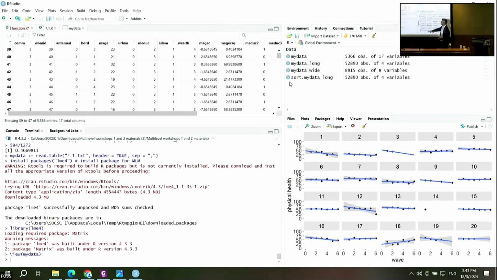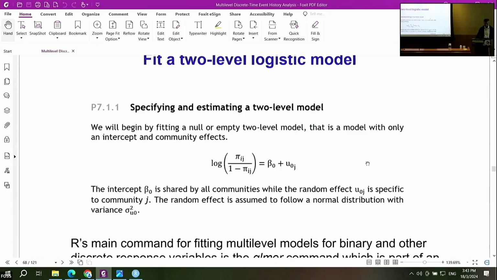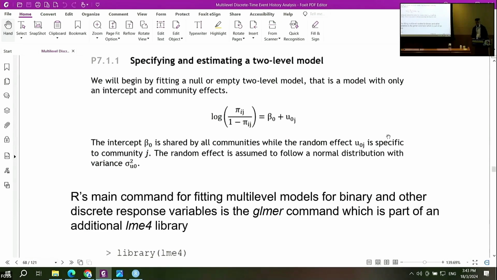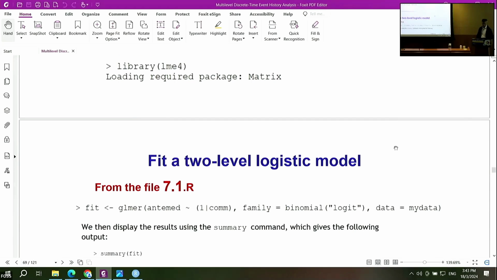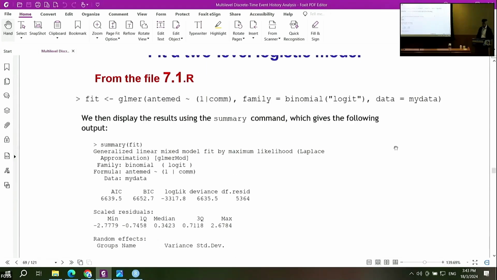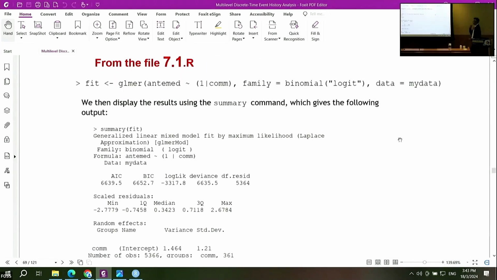So our dependent variable is the receipt of antenatal medical care. That's 0 and 1. And then we've got the explanatory terms over here. So let us fit a two-level model. To fit a two-level model, we've got to first run the library of LME4, and the two-level model.